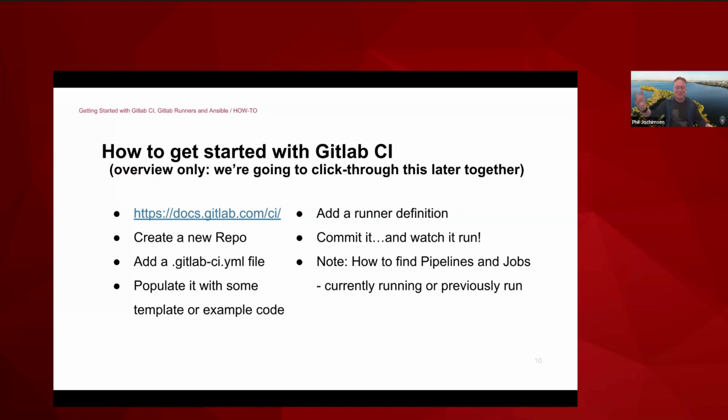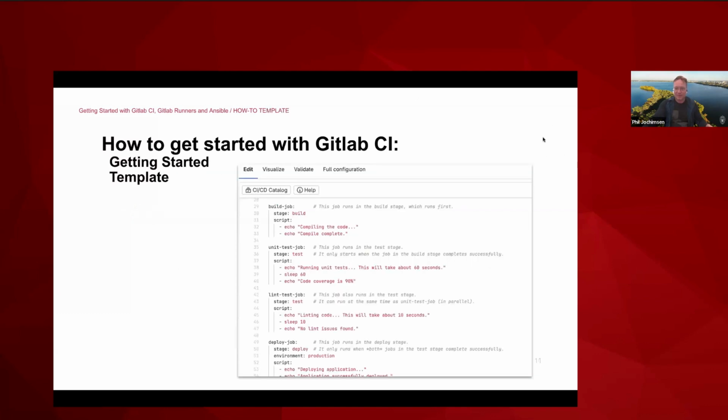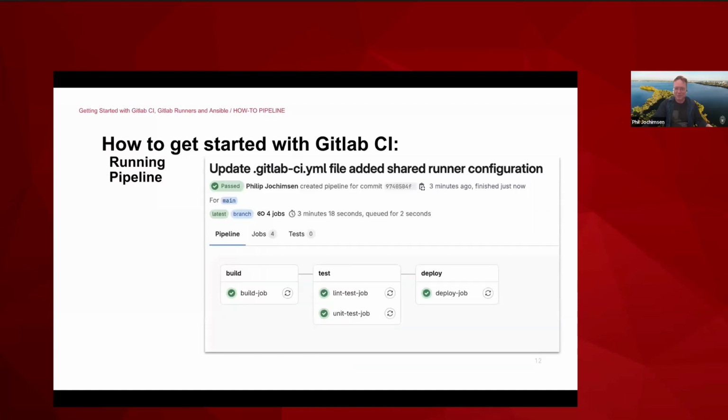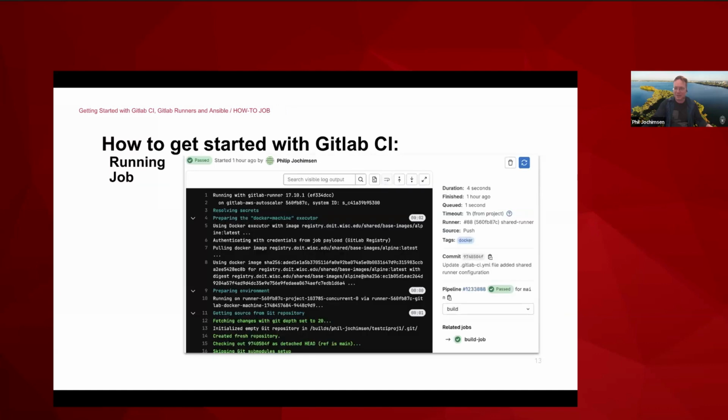Sorry. So these are the steps that I just went through. We had some of the documentation for CI, which is one of the links we'll have at the end of the slides. Created a repo or new project, added that specifically named config file, gave it some template code, added the runner definition so we could use the shared runner that git.doit has configured, committed it, and watched it run. And there are screenshots for later if you wanted to see part of what we went through, in the event the live demo did not work.